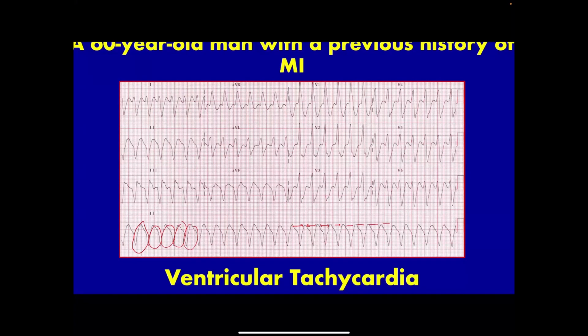So this is a really important picture because it's also one of those ECGs where it's recognition. You just look at it and you know. So it's wide QRS complexes that are very regular. Immediately ventricular tachycardia. Okay. What about this one?